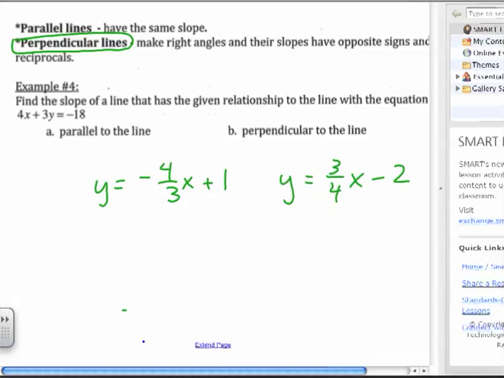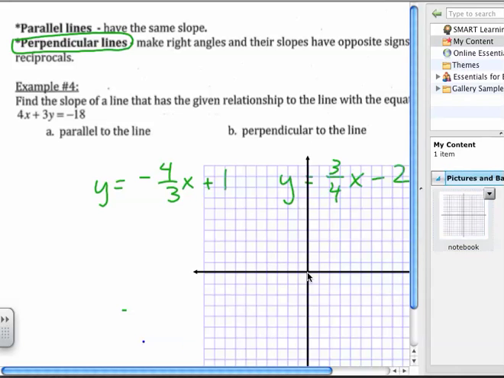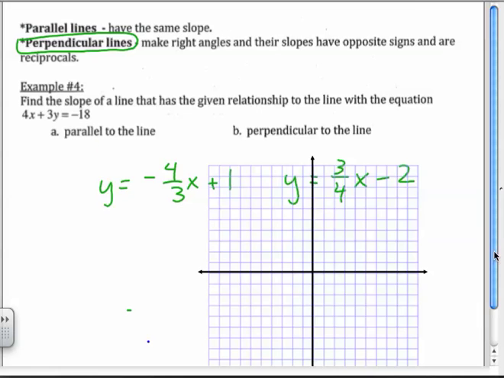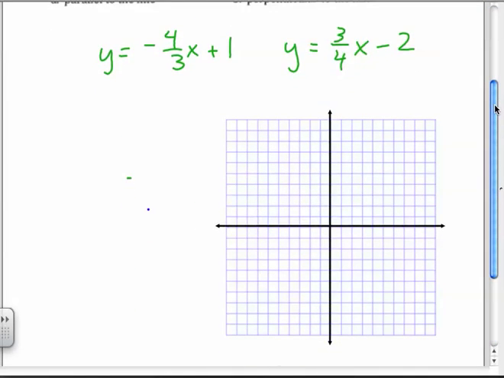If I graph these two, I'm going to do this quickly. Let's see if I can do this quickly enough for you guys. All right, here we go. Here's the first one. Y-intercept is 1. It says go down 4, 1, 2, 3, 4, and over 3. Okay, so this is one line. The other line is negative 2, and it says go up 4, 1, 2, 3, 4, and over 3. Up 4, over 3.